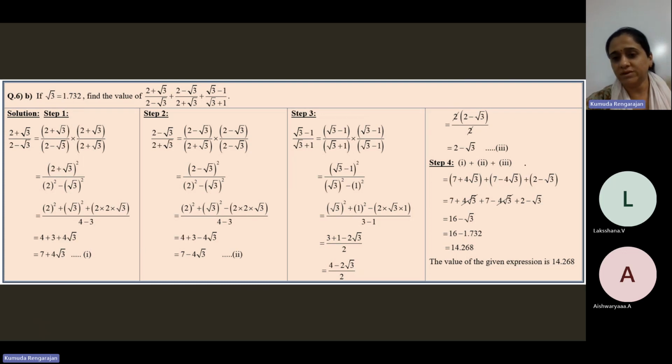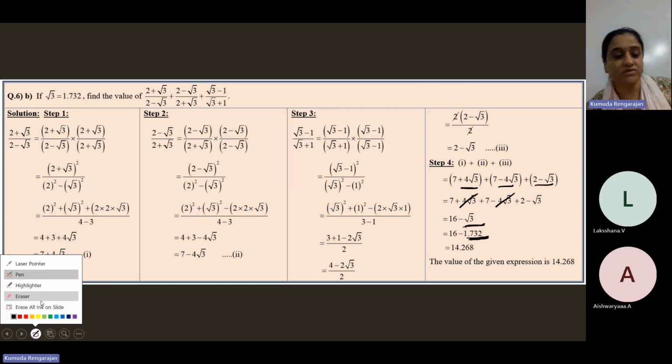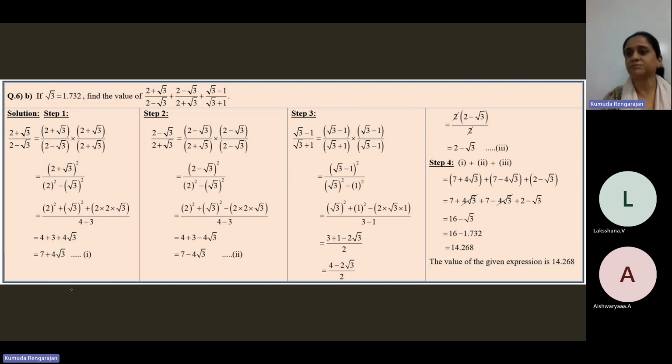Now step 1 plus step 2 plus step 3. Step 1 answer, step 2 answer, step 3 answer. So it is 16 minus root 3. At this point, you should use the value of root 3 given to us in the question. See, here we're using it towards the end of the answer. Root 3 is 1.732. So 16 minus 1.732 is 14.268. So 7 plus 7, 14. 14 plus 2, 16.